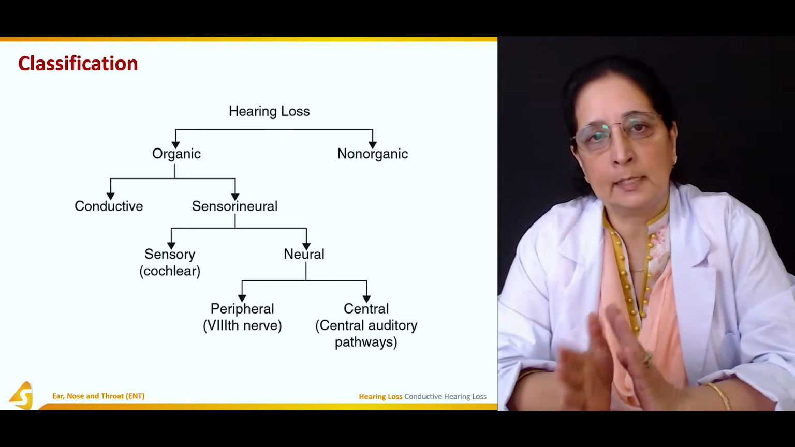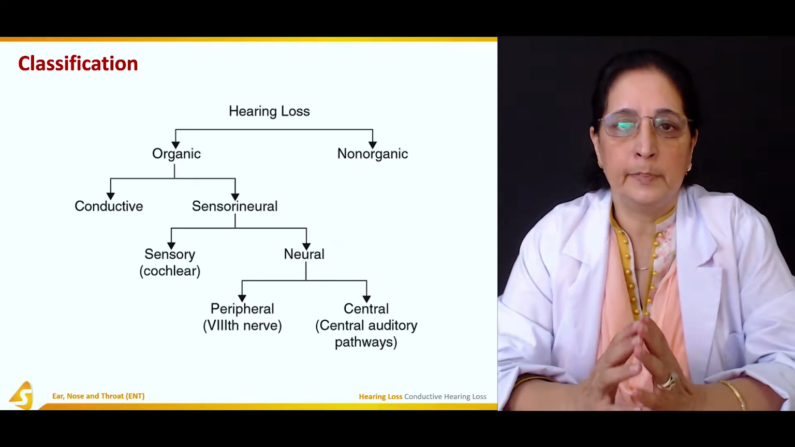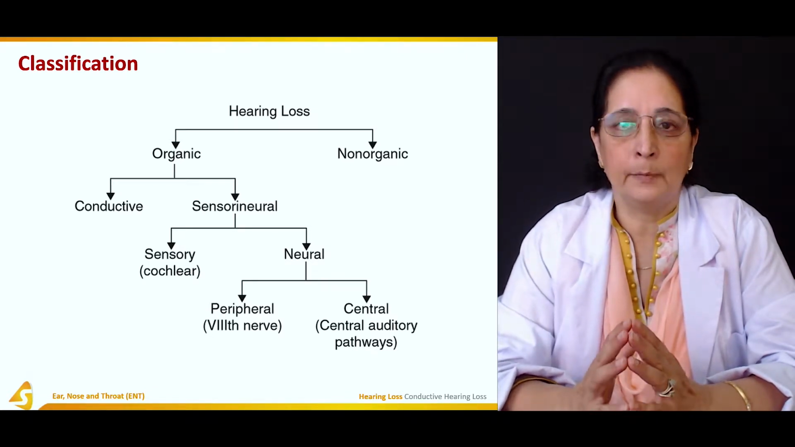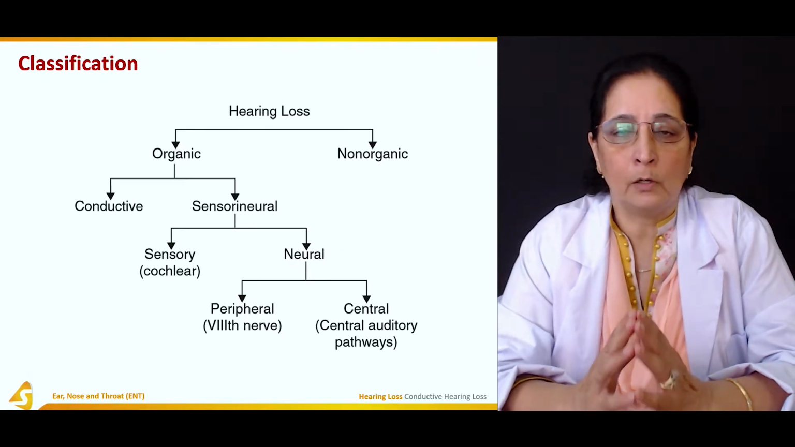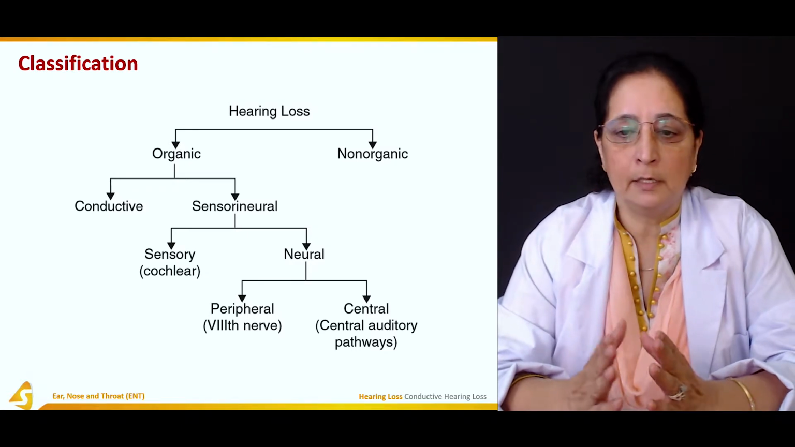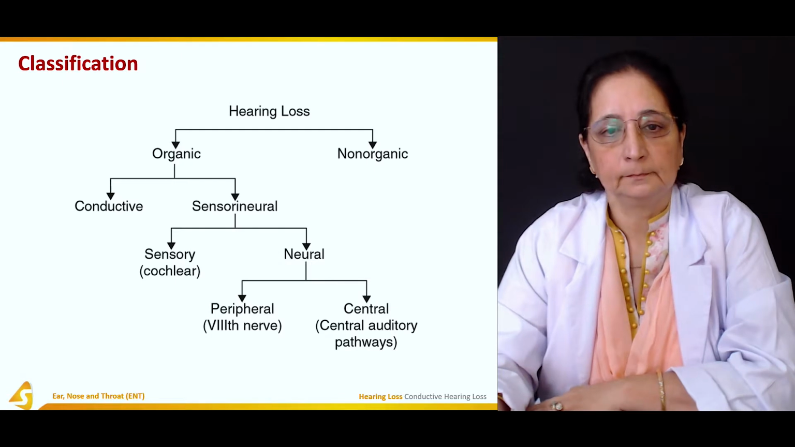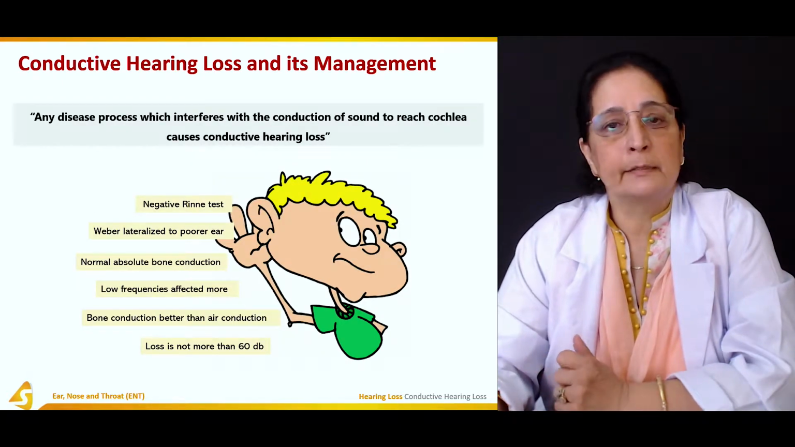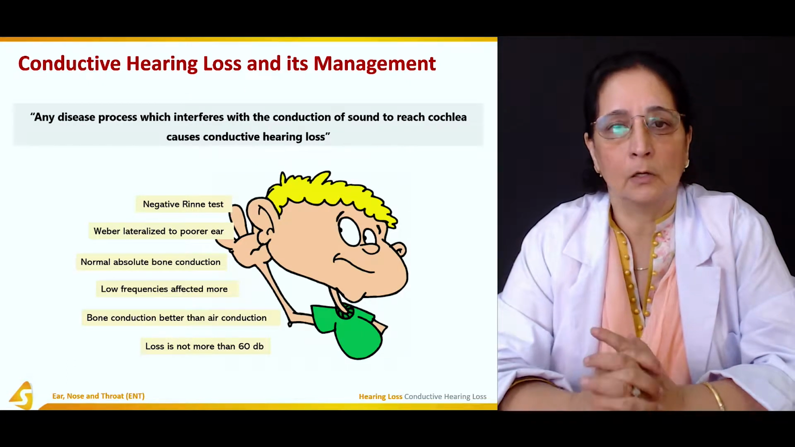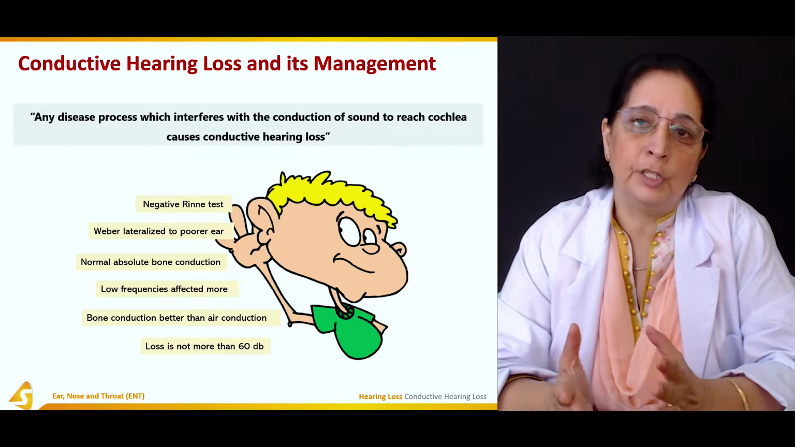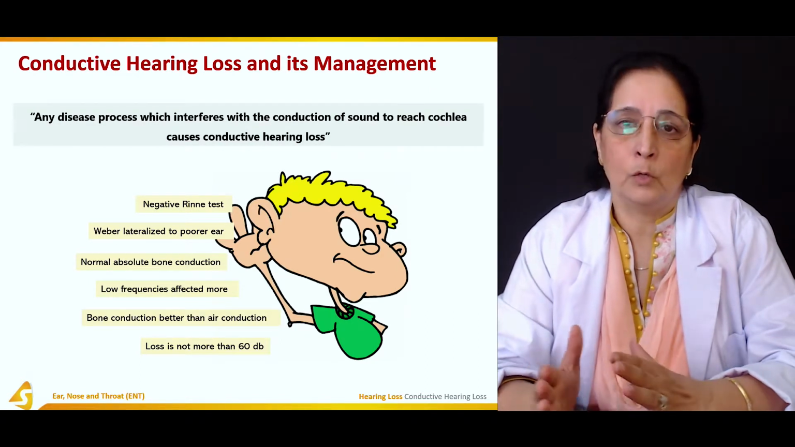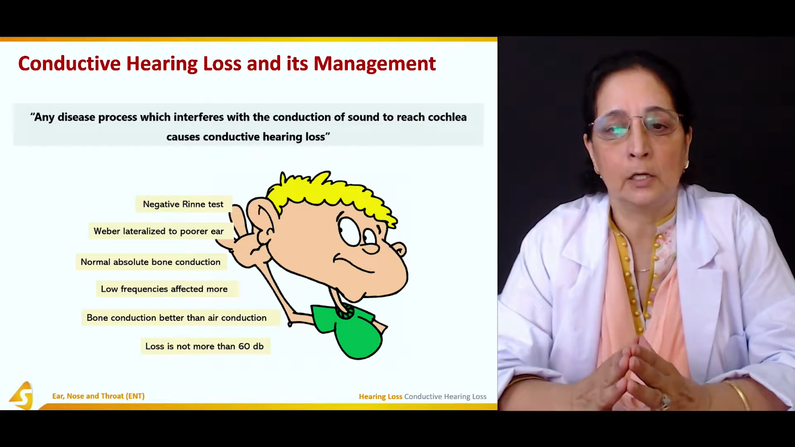So conductive and sensorineural. Conductive is due to disturbance or obstruction in the conduction pathway. Sensorineural is in the sensory path and neural path. Sensory is involvement of the cochlea, and neural is further into peripheral, which is the eighth cranial nerve, and central auditory pathways. Next, conductive hearing loss and its management. Any disease process which interferes with the conduction of sound to the cochlea causes conductive hearing loss. As I mentioned earlier, conductive hearing loss is any obstruction which causes failure of sound waves to reach the cochlea.